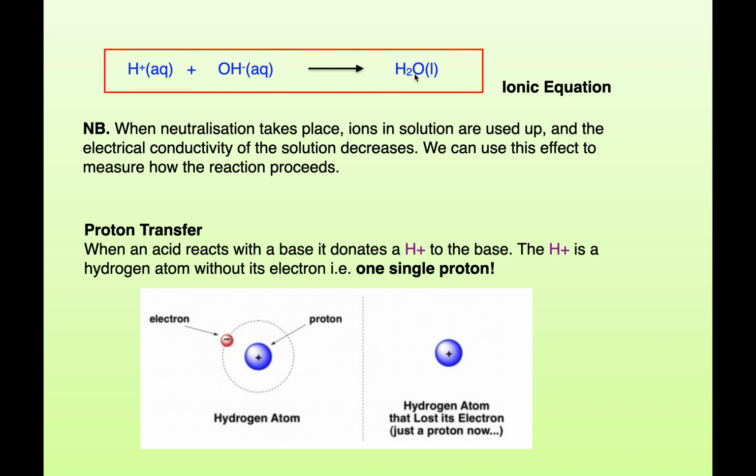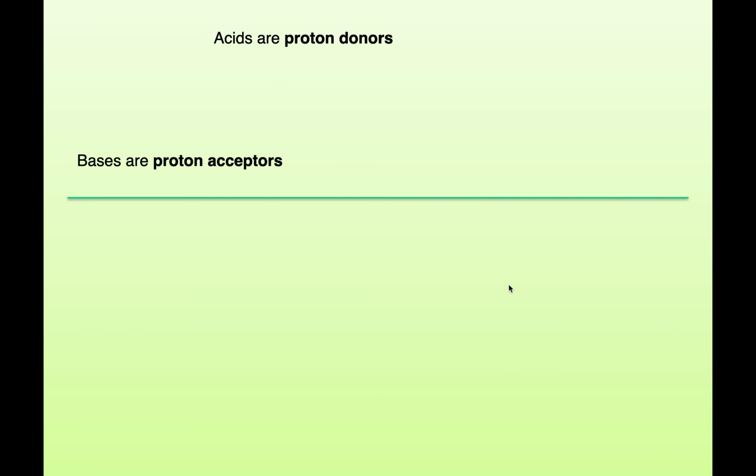Proton transfer. Right, what's a proton? Well, a proton's in the nucleus, isn't it? If I take a hydrogen atom and I take away the electron, which is what I do to make H+, I'm just left with a proton. So an acid is considered to be a proton donor. It gives this proton to other things. So we've got that proton in acids, and acids are proton donors.